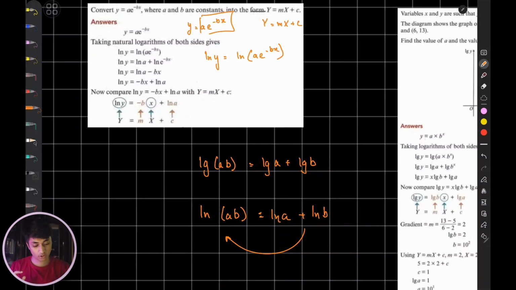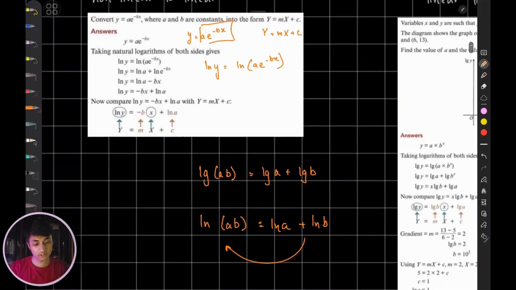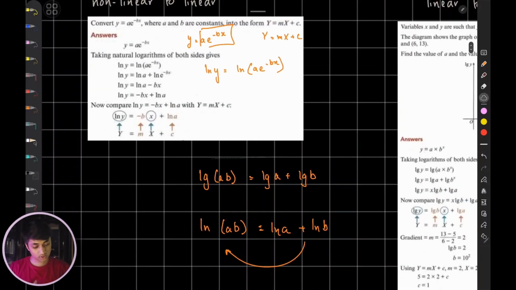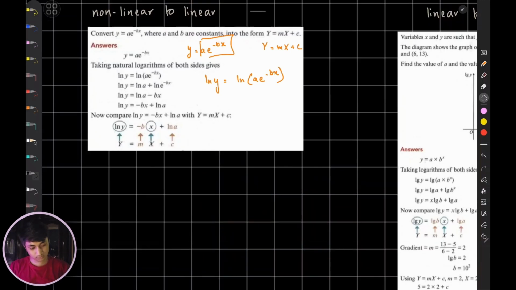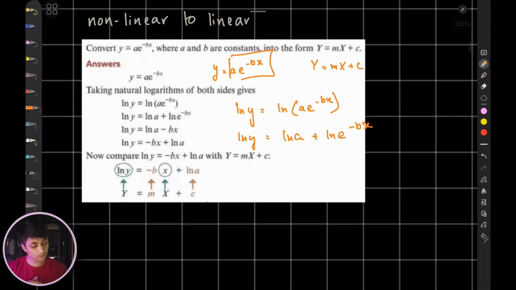So if you have log A times B, I can say log A plus log B. If I have log A plus log B, I can multiply the terms inside and say log A times B. Very simple. So in this case, what are the two terms going to be? It's going to be ln of A plus ln of e to the power of minus bx.